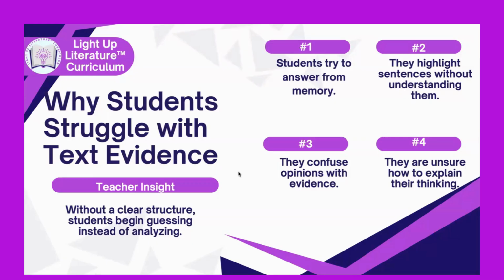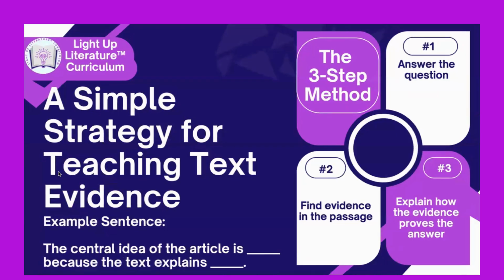Now, there's a simple strategy that we use that is super easy. Here we go. Step one, answer the question. Step two, find evidence in the passage. And step three, explain how the evidence proves the answer. It's a simple 3-step method. For example, the central idea of this article is blank because the text explains blank. This structure helps students slow down and think about how the evidence supports the ideas.